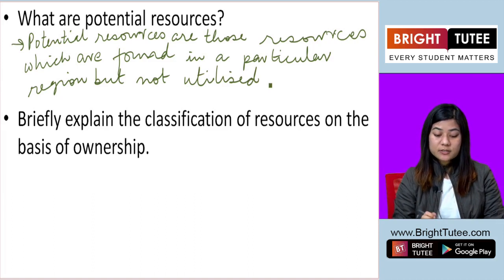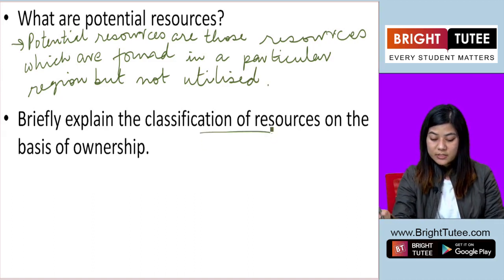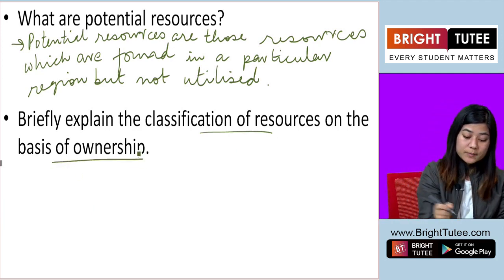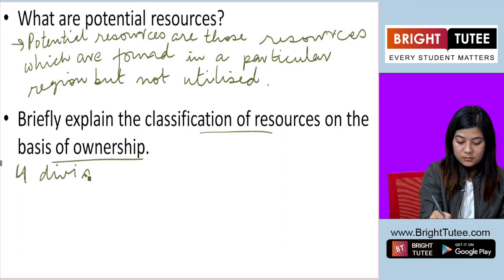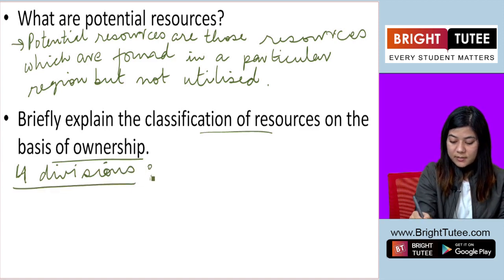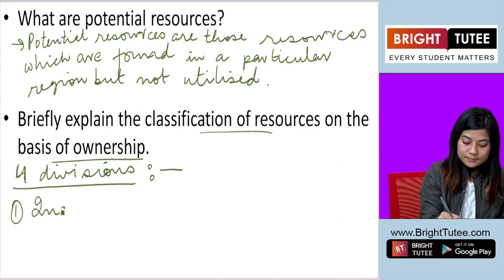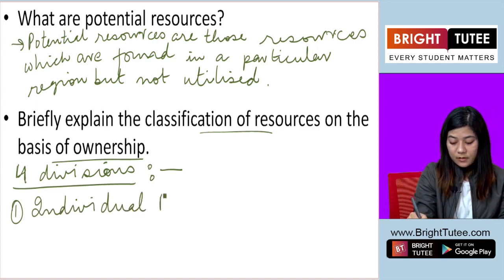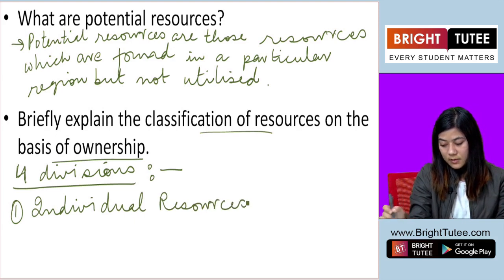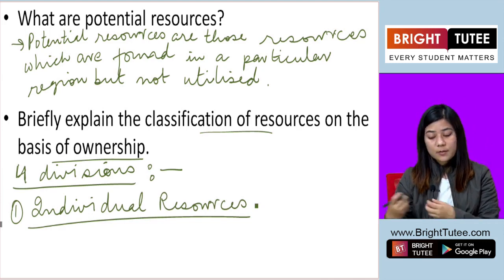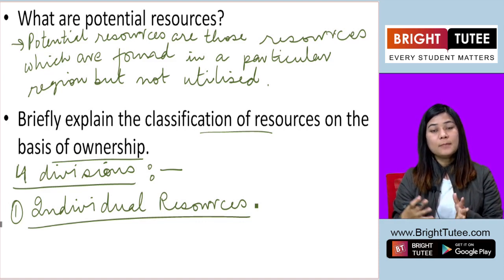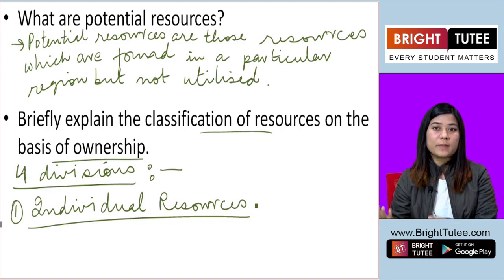Briefly explain the classification of resources on the basis of ownership. So there are four divisions of resources on the basis of ownership. The first one is individual resources. And we know individual resources are those resources owned by individuals or people. Okay, for example, farmland or land owned by farmers, a plot of land owned by people, a house owned by people, etc.